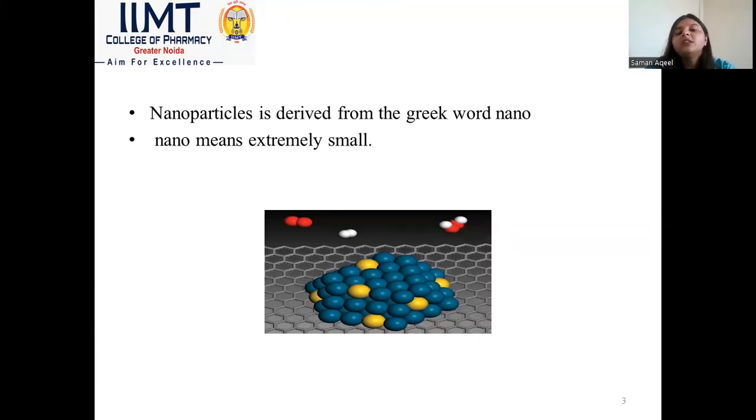The term nanoparticles is derived from a Greek word, nano, and nano means extremely small. So nanoparticles are very small particles, or very ultra fine particles of nanometric range.